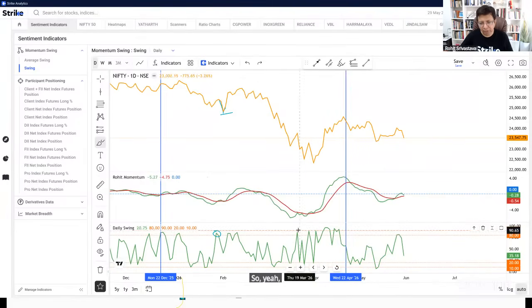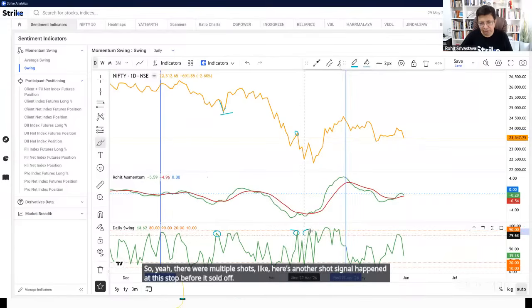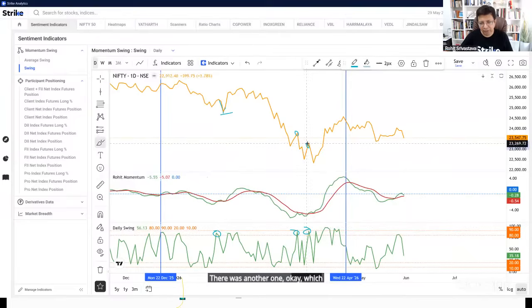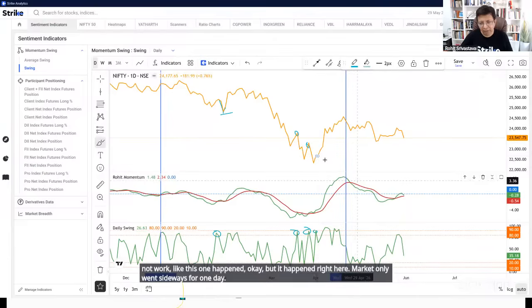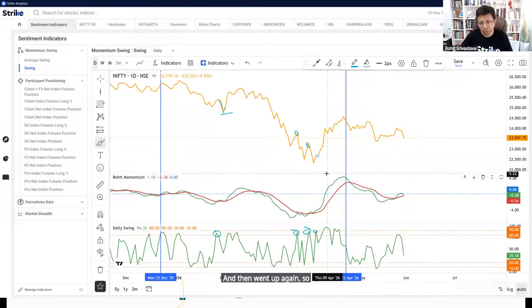So yeah, there were multiple shots. Like here's another short signal that happened at this top before it sold off. Here was another one, which happened here. And then some of them will not work. Like this one happened right here. The market only went sideways for one day and then went up again, so you would have been forced to get out. And if you looked at the signal here, it only led to a sideways movement for 2, 3 days and then again higher. So yeah, it did work here. It probably worked here in getting puts at this point of time, where it then actually fell.